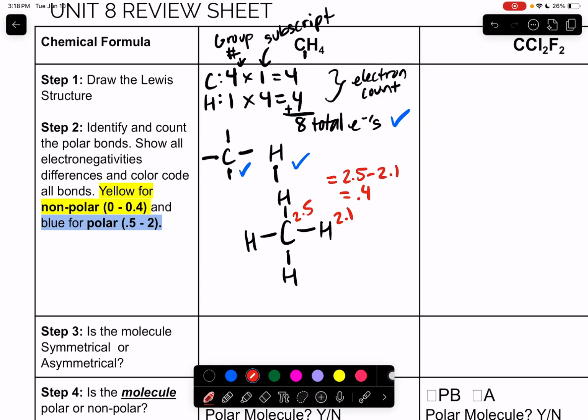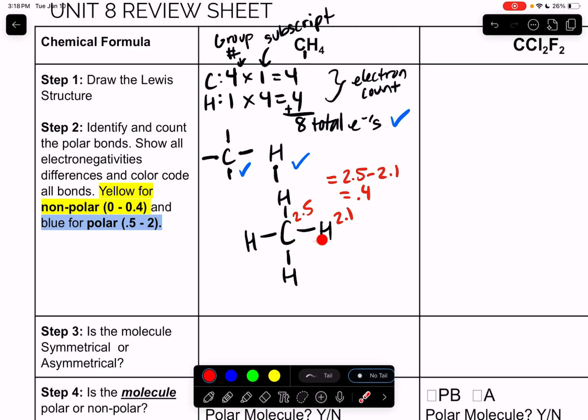And this is equal to 0.4. So according to this, if it's between 0 and 0.4, I'm going to highlight these yellow because those are nonpolar bonds. And if the difference is between 0.5 and 2, I would highlight it blue. That would mean a polar bond. So since the difference between them is 0.4, I'm going to highlight that yellow.